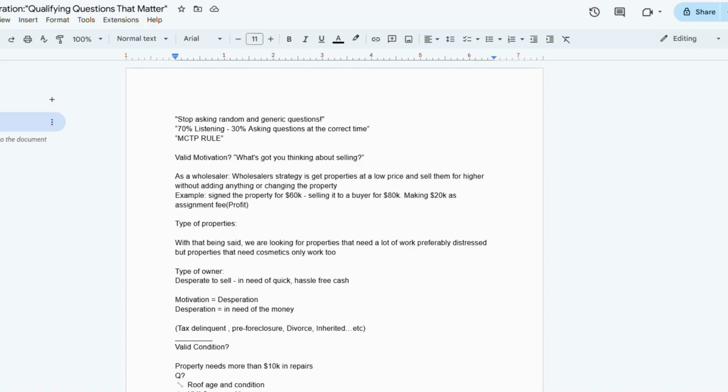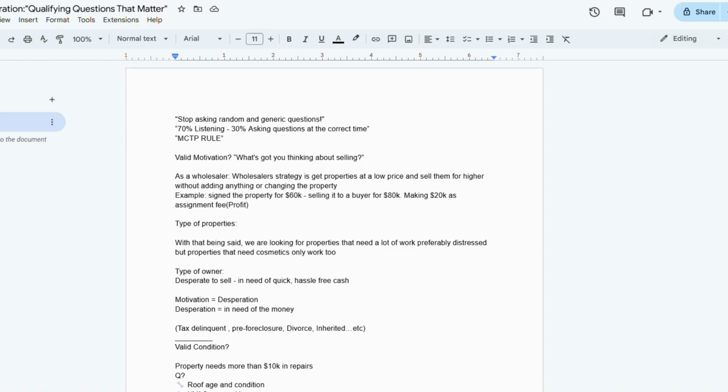The second thing is the type of owner itself. We're looking for someone who's desperate to sell, someone in need of quick, hassle-free cash. Desperation here stands for someone who needs money that is going to fix their problem. Maybe they have a lot of taxes to pay off. Maybe the property is in pre-foreclosure and they're going to lose their equity. Maybe there's a divorce happening and they need to liquidate the property. Maybe the owner just inherited it, doesn't really care about it, and wants that quick cash. So again, motivation for me stands for someone who's desperate to sell.